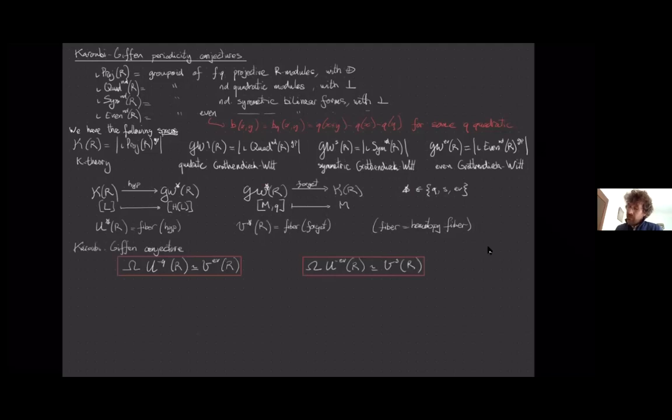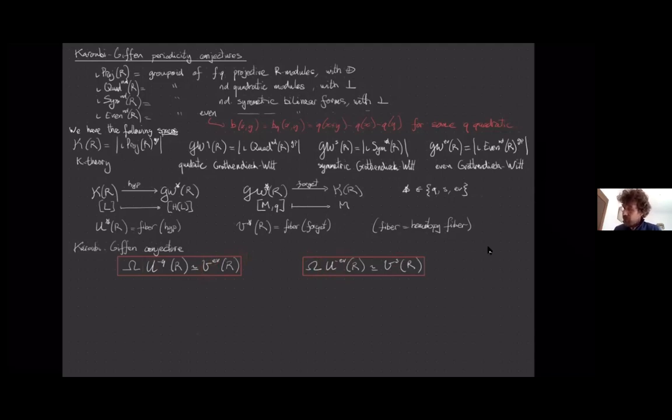Now, what do these conjectures of Karoubi and Giffen say? They say that if you take U of quadratic forms over R, and there's a little sign here because you ask that the bilinear form is anti-symmetric and not symmetric, well, it says that you get a space that is homotopy equivalent to V even. And if you take loop space over U of, again, anti-symmetric even quadratic forms, then you get V of symmetric forms.